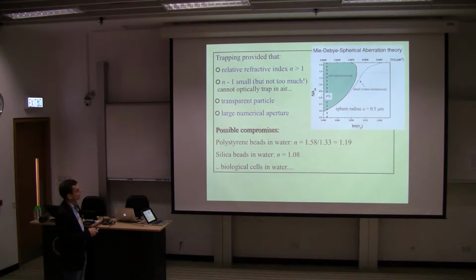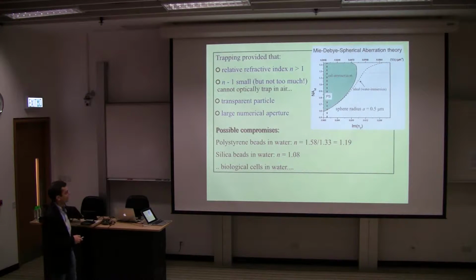I'm plotting the numerical aperture and the imaginary part of the refractive index of the sphere. And we compute here the region where I can trap using our theory based on Mie scattering in a very realistic model for the trapping laser beam. So we need a large numerical aperture, and the absorption coefficient must be small enough. So for instance, polystyrene, which is a very standard material for trapping, it's right here in this dashed line. And this was calculated for this size here.